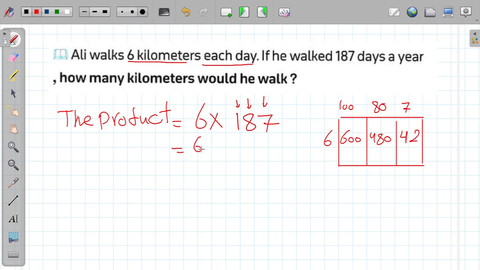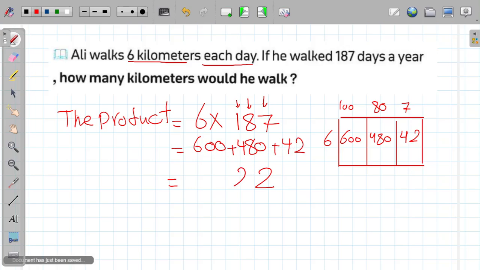So it will be 600 plus 480 plus 42. In the ones digit I have 0 plus 0 plus 2 equals 2. In the tens digit I have 0 plus 8 plus 4 equals 12. So I will write 2 and carry 1. 1 plus 6 equals 7, and 7 plus 4 equals 11. So it will be 1,122 kilometers.